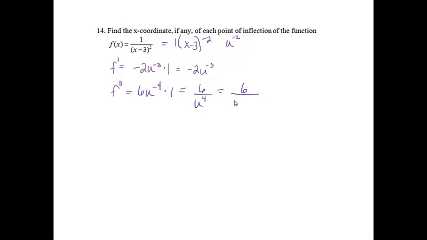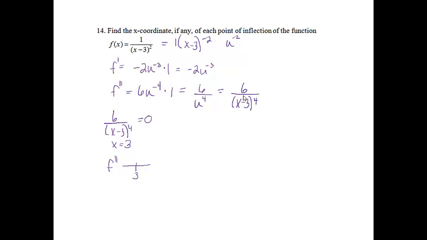And rewriting it with the x in it, my second derivative will equal 6 over x minus 3 to the 4th. Okay, when I'm getting my critical numbers, now I will look at where would the numerator equal 0? 6 will never equal 0. Where will the denominator equal 0? The denominator will equal 0 when x equals 3. So my critical number will be x equals 3. So taking the second derivative, my critical number is 3.